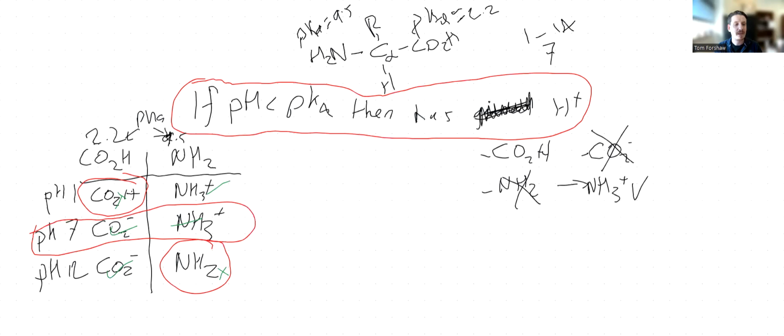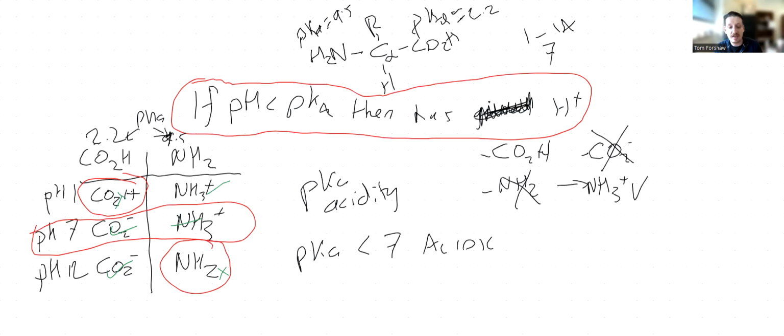And the reason why is because the pKa is reflecting acidity. If the pKa is less than 7, then it's saying that something is acidic, and the more under 7, the more acidic. And if the pKa is greater than 7, then it flips the other way around and it's basic. The more it is over 7, the more basic it is.